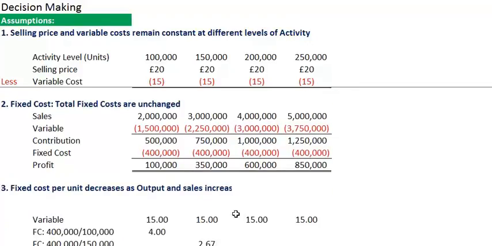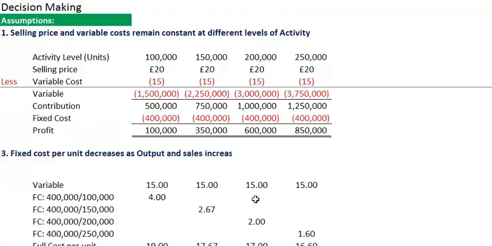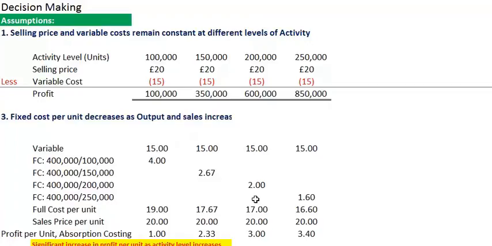Another thing that we have to understand: although total fixed costs remain the same regardless of the level of activity, fixed cost per unit decreases as the output and sales increase. Why is that? Let's find out. You know, our total fixed cost is 400,000. When you look at 100,000 level of activity, fixed cost is spread over 100,000 units. When you divide 400,000 by 100,000, you can see we get fixed cost per unit of 4 pounds per unit.